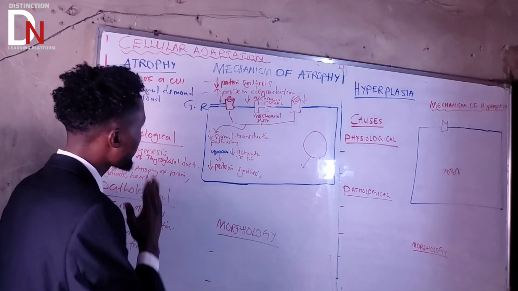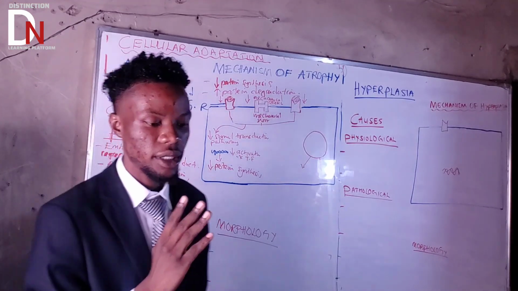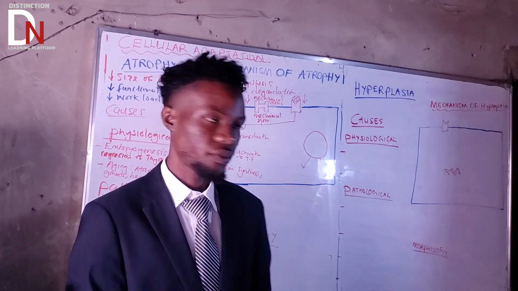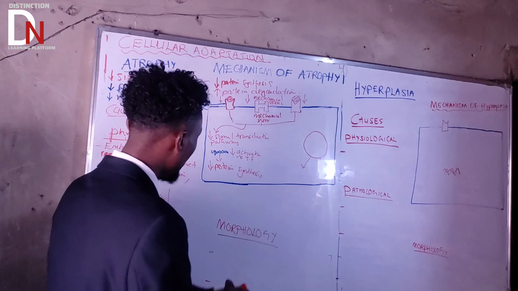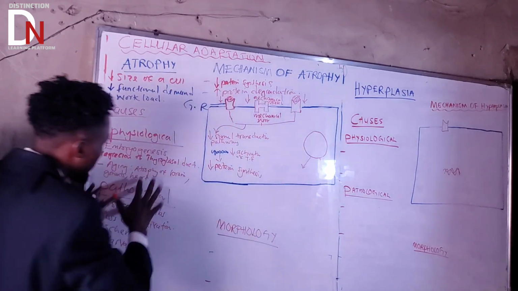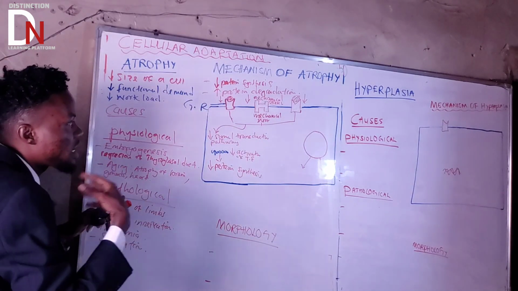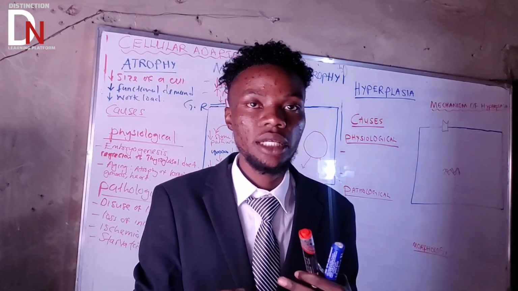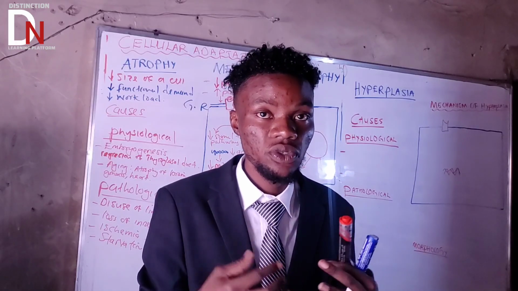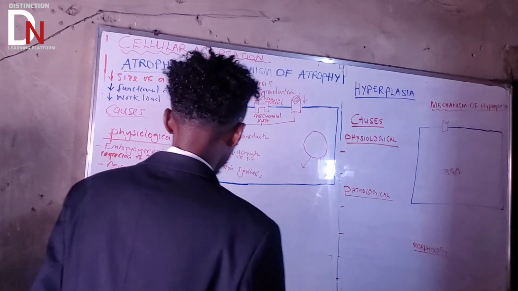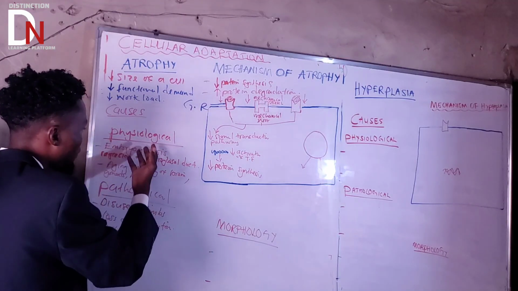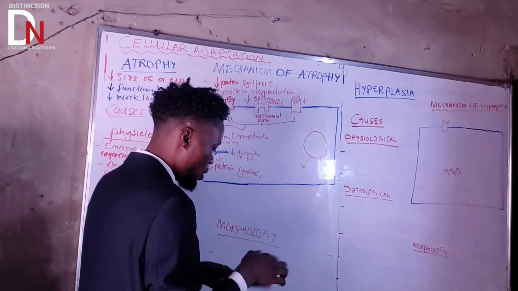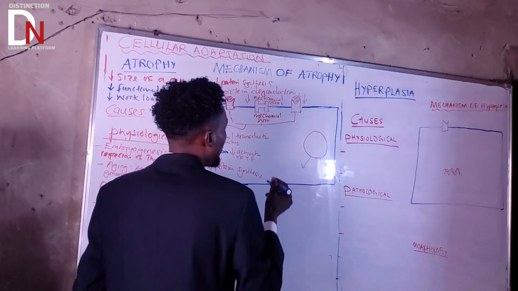Now, how does it lead to an increase in protein degradation? Degradation means breaking down protein, because you don't need proteins under atrophy. Remember that because of these causes, physiological or pathological, it activates certain substances in the cytosol, or the cytoplasm, of a cell that wants to undergo atrophy. It's going to activate certain enzymes.